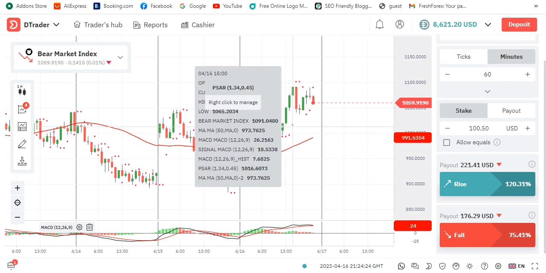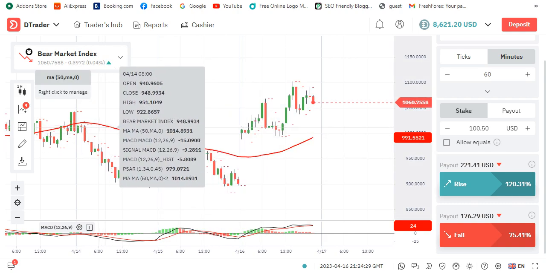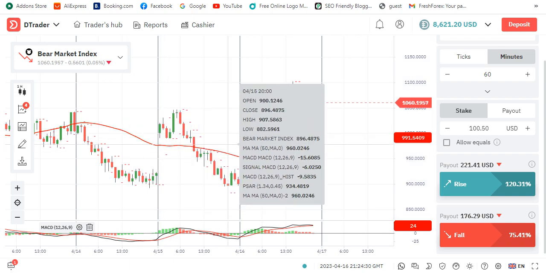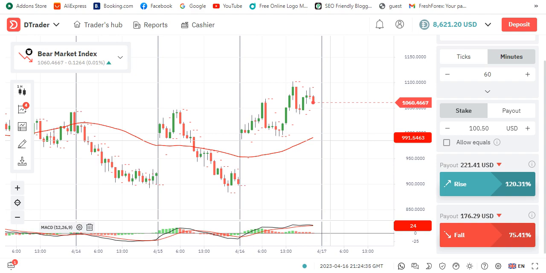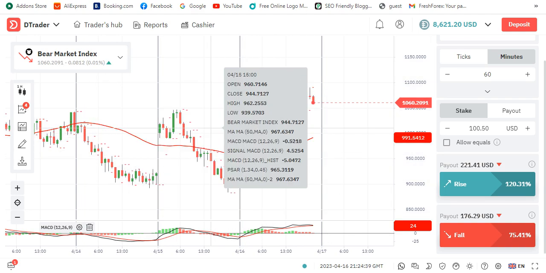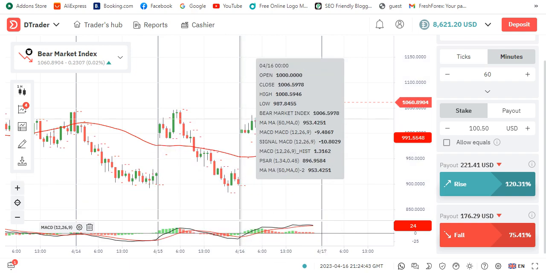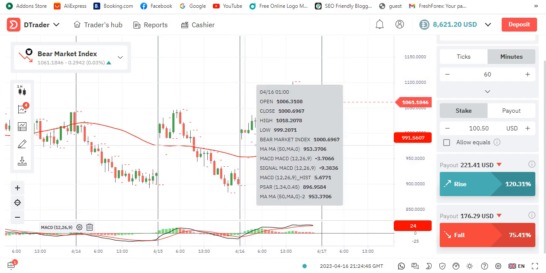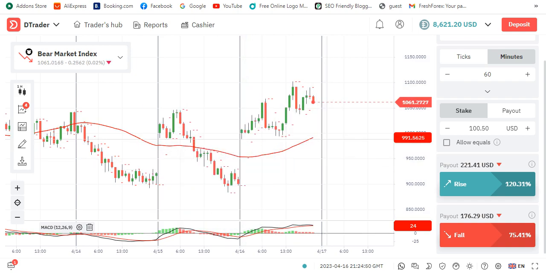You will just watch this moving average. You can see the moving average running below. You can see that when this market breaks out, it jumped above the moving average, and the moving average was below the candles.